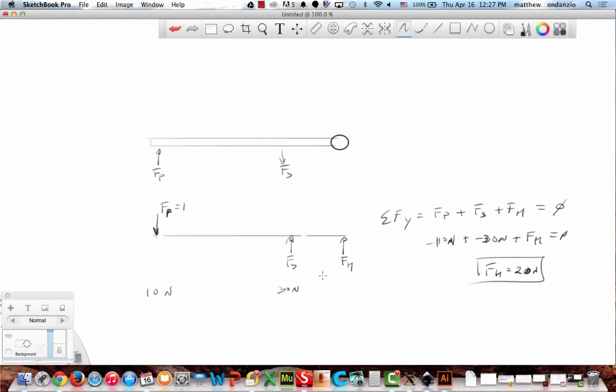But more importantly, it tells you why it's easier to push the door far away from the hinge than closer to the hinge, right?